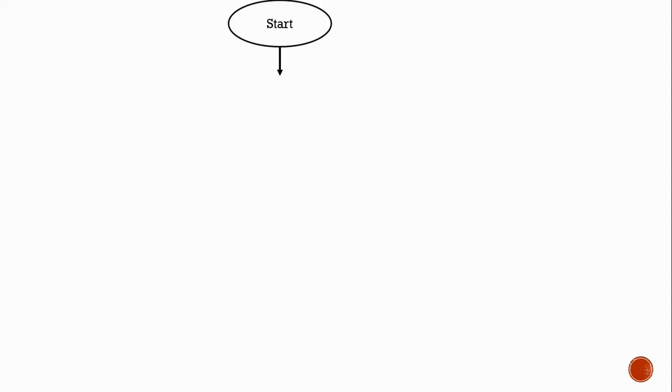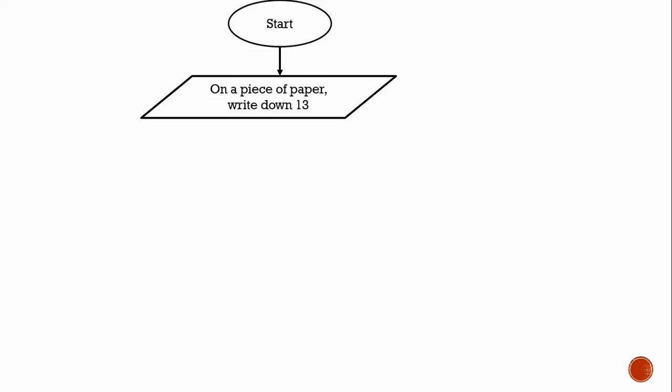I told you we will start our flowchart from an oval shape in which it will be written start. The arrow is showing you what the next instruction is. The next instruction is that you are inputting the number 13 on a paper. On a piece of paper, write down 13.